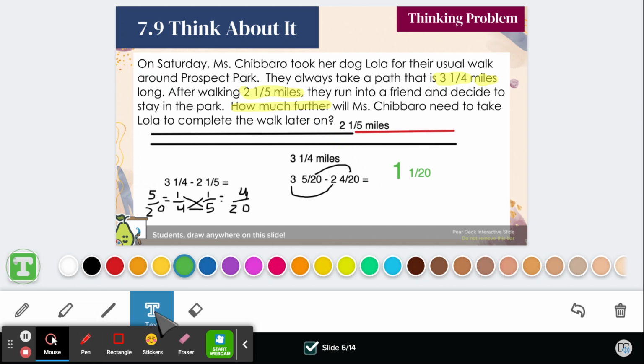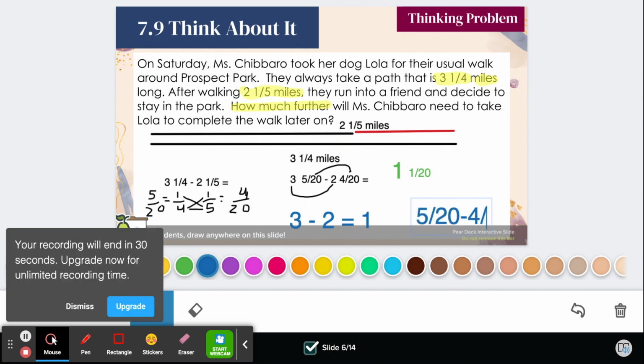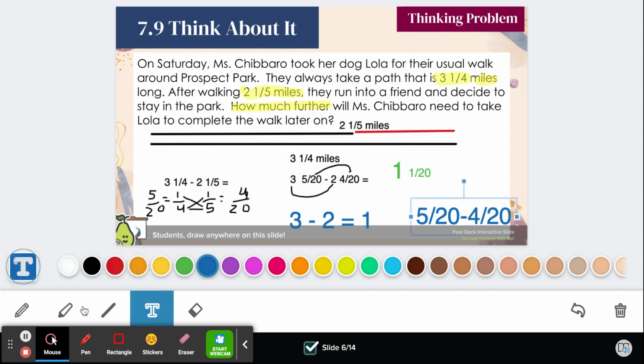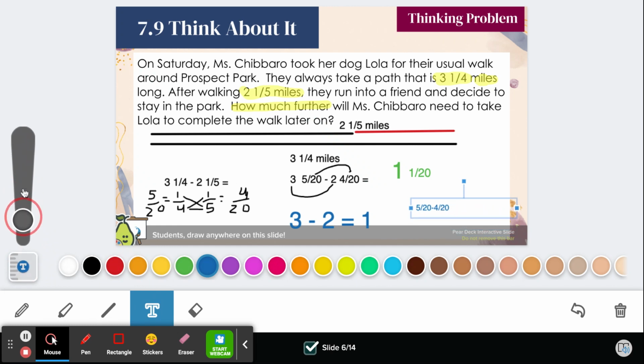Just to show how I got the 1, let's change this to blue. I went 3 subtract 2 equals 1. And to get the fraction, I did 5/20 subtract 4/20. This is getting too big. Oops, too small. 5/20 subtract 4/20 will be 1/20.